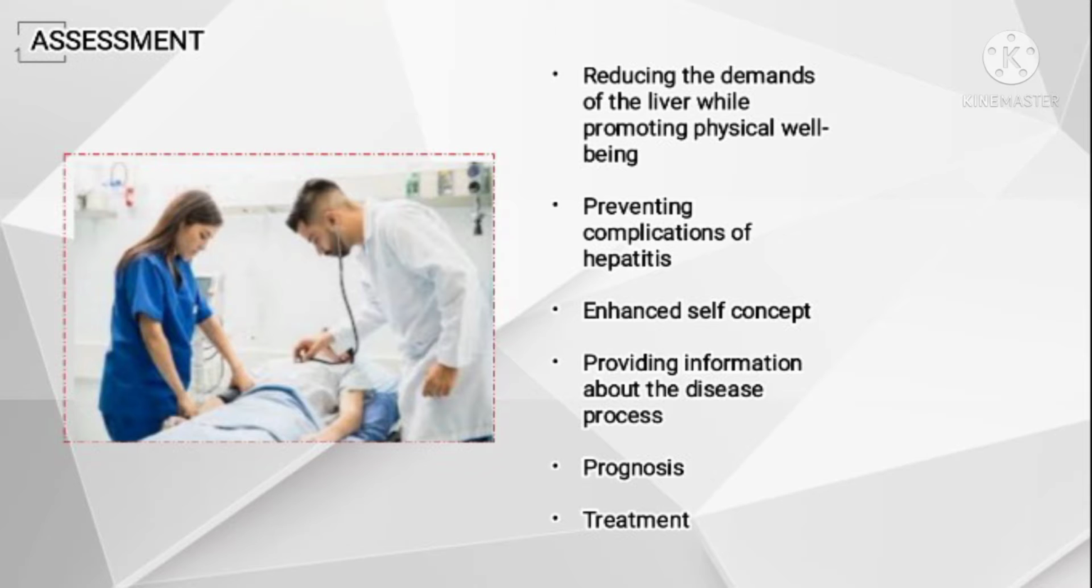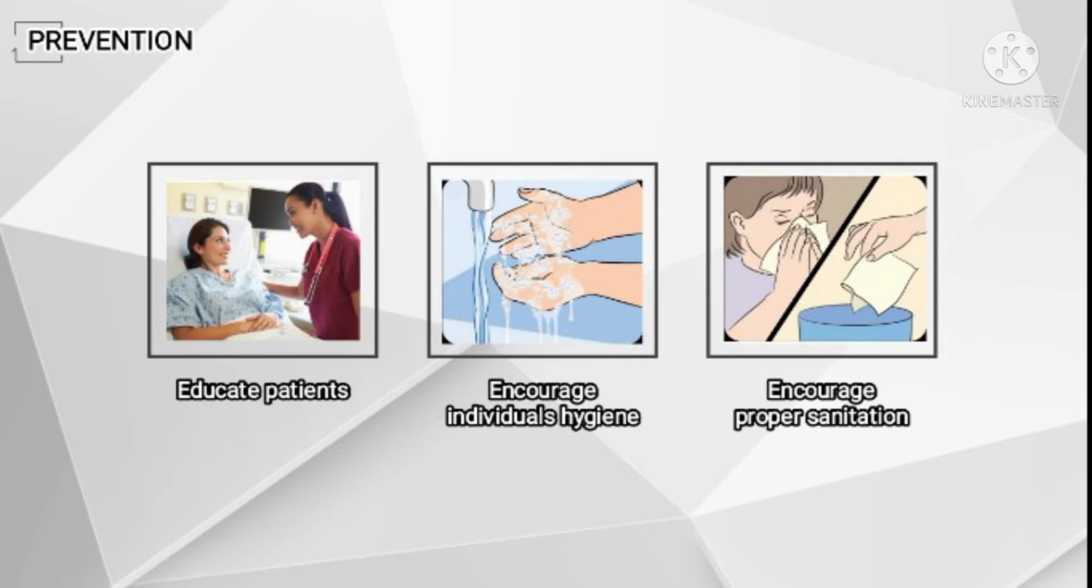Next tayo, diagnostic findings. An HAV or hepatitis A virus antigen may be found in the stool 7 to 10 days before illness and 2 to 3 weeks after symptoms appear. HAV antibodies are detectable in the serum. So, next tayo is the prevention.